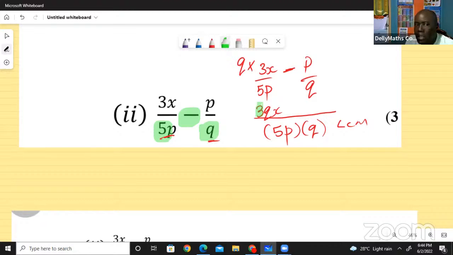All right, no, the LCM could not be PQ because there's a 5 under there. So you have to make sure that the 5 could go into something. That is why we use back 5P, so that 5P goes into 5P. And we use the Q so that the Q goes into the Q. So we combine it and say it's 5PQ.